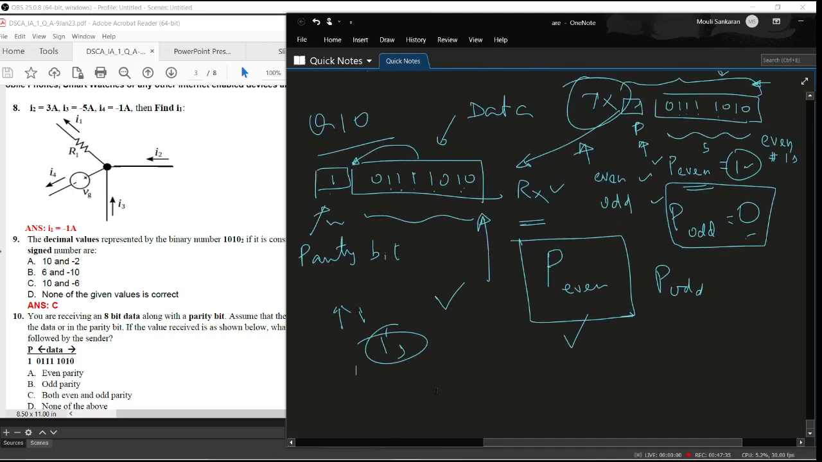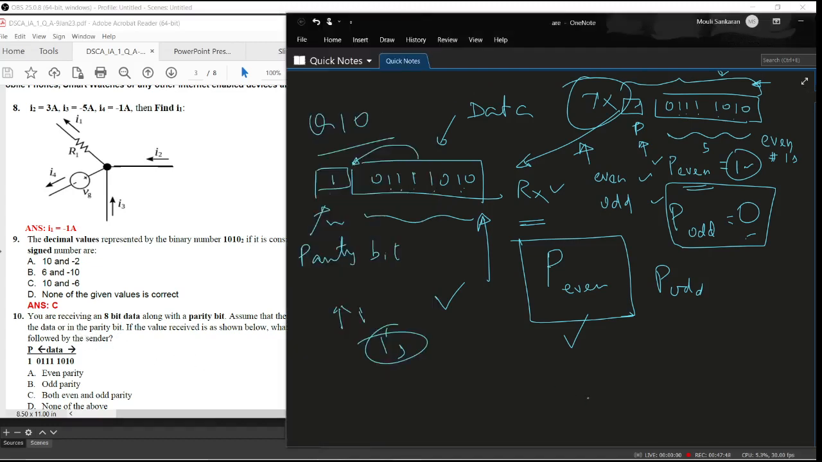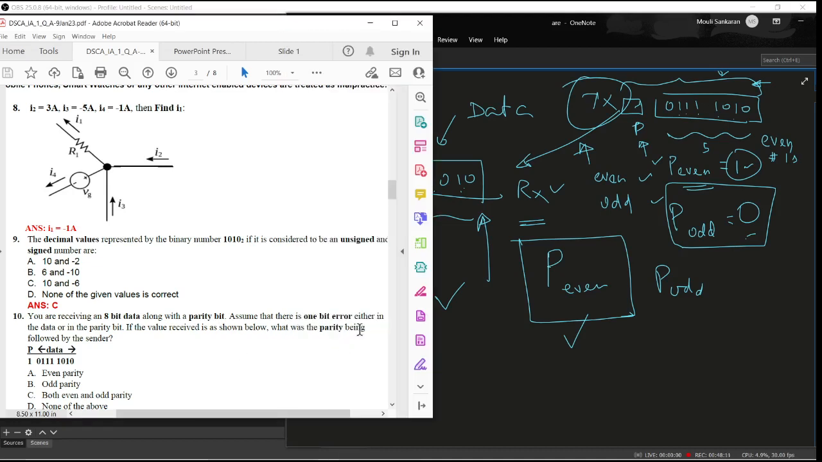Now let us come to the question. You are receiving 8-bit data, which is shown here. Assume that there is a 1-bit error either in the data or in the parity bit. I am saying that the data which is received, what is shown to you, has already been corrupted. It's not the actual data that the sender has sent. Remember, whatever data is seen here is corrupted, because I'm saying that a 1-bit error has happened. I'm not saying which bit. I don't know whether 0 has become 1 or 1 has become 0. We don't care, but this is what the receiver has received. But I am saying that a 1-bit error has happened, I am like a god, I know that.